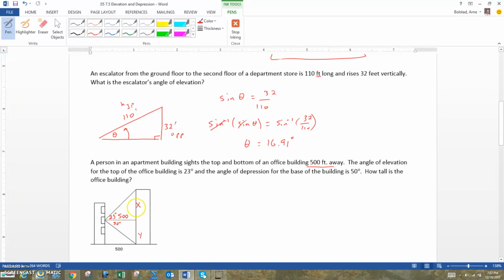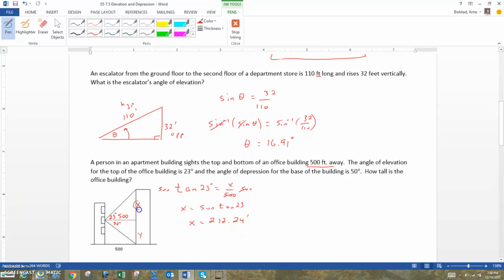From the 23 degree angle, we want the opposite, and we know the adjacent. Opposite and adjacent, I believe, is tangent. So we have tangent 23 degrees equals x over 500. Multiplying both sides by 500 to get rid of that division by 500, we would have x equals 500 tangent of 23. That should give us 212.24 feet.